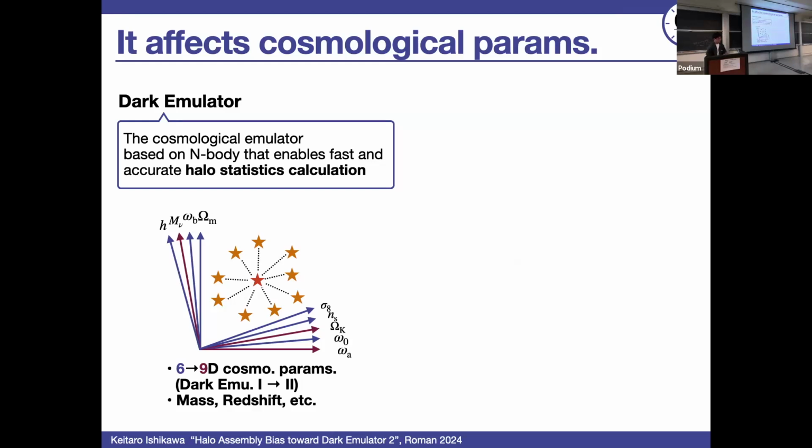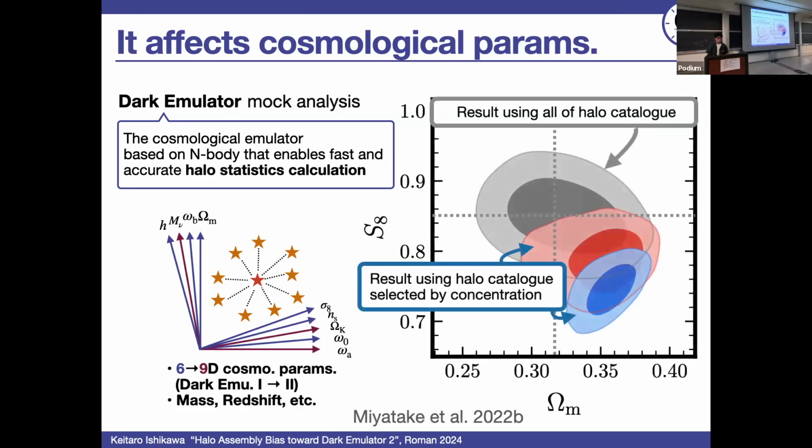There are several emulators in the world, and the dark emulator can only calculate halo statistics as far as I know. Of course, it can calculate the galaxy correlation function using halo occupation distributions. Its input parameters are mainly cosmological parameters, redshift, and halo masses, but it doesn't consider the assembly bias effect yet. This figure is from Miyatake et al. 2022, the validation test using the HSC SDSS mock catalog with a noiseless data vector for dark emulator 1.